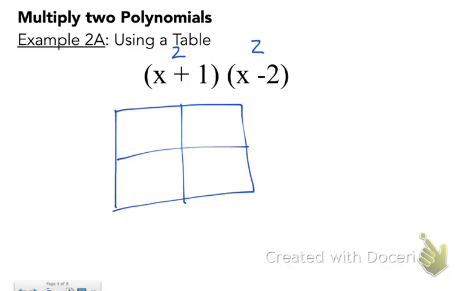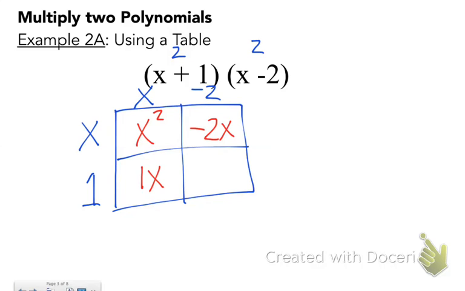Okay, so I have the x, the 1x, and then positive 1. And then up here I have another 1x and a negative 2. Okay, so I'm just going to multiply each. So x times x will give me x squared. X times negative 2, x times negative 2 becomes negative 2x. 1 times x is a positive 1x. And 1 times negative 2 is negative 2.